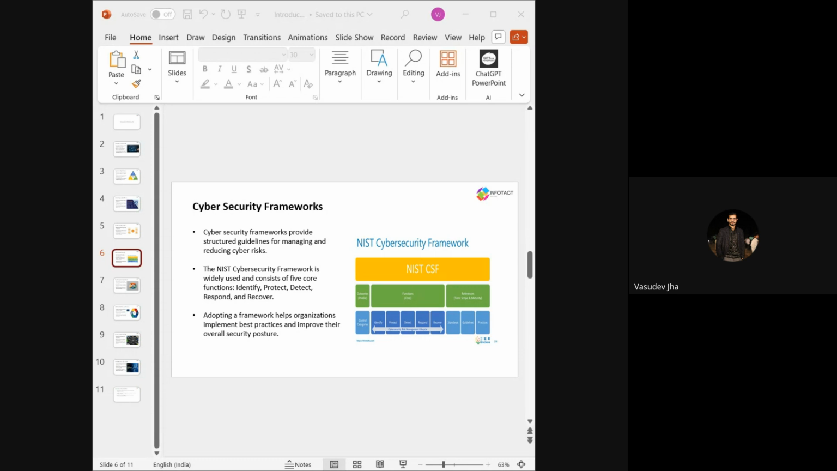NIST 2.0 covers protect, respond, recover; they are updated. So we have the NIST Cyber Security Framework, which is widely used and consists mainly of five core functions: identify, protect, detect, respond, and recover.